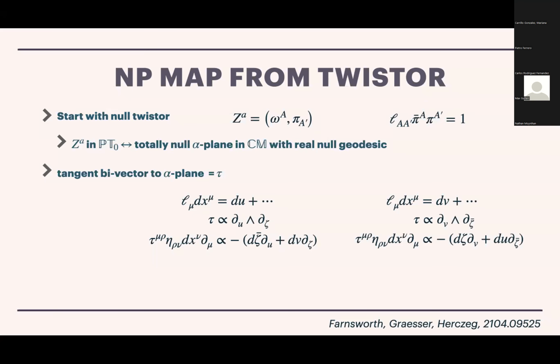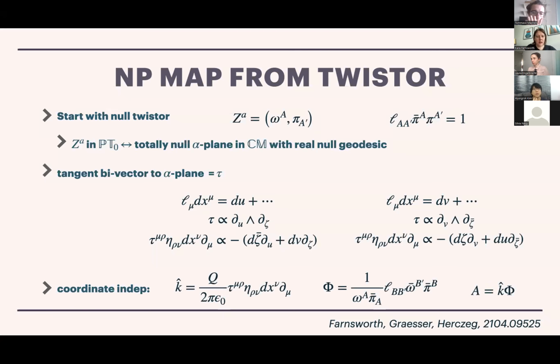And I can do either one. So either the k hat going with this tangent bivector and this phi gives me the exact same equations of motion and the same field strength as the k hat on the right-hand side associated with the phi that goes there. And I can write down these coordinate independent versions of k hat in terms of both my original null geodesic and this null twistor spinor components. And I have my gauge field associated with that. So twistor space is useful for giving us a more basic understanding of where our map comes from.